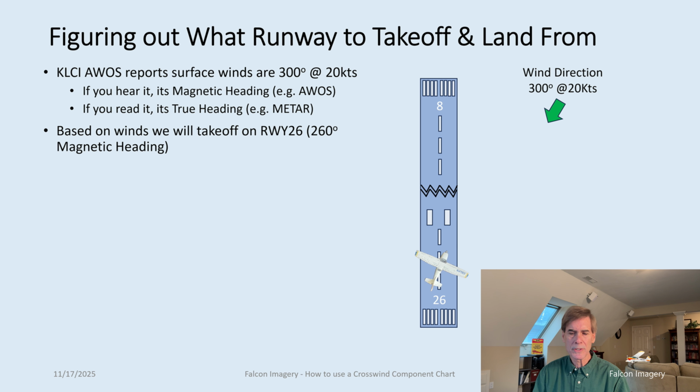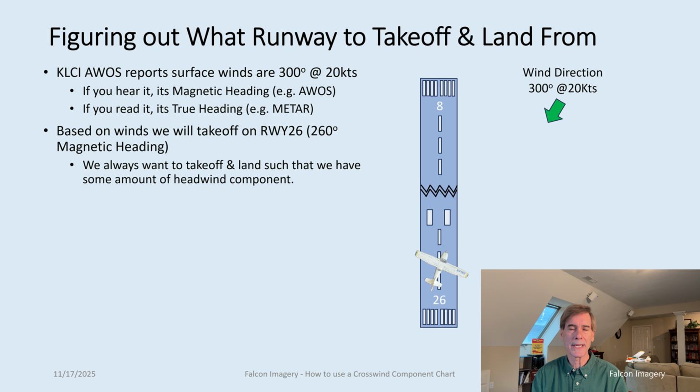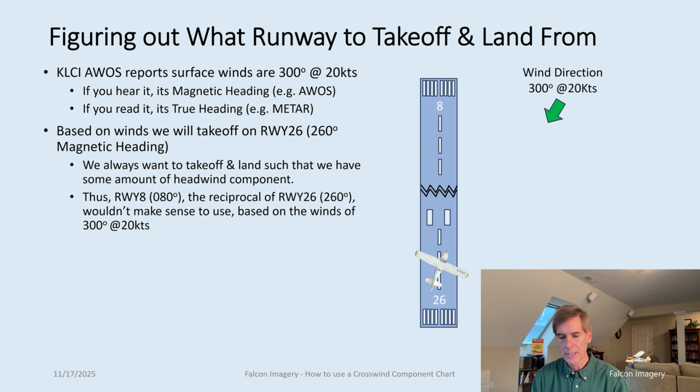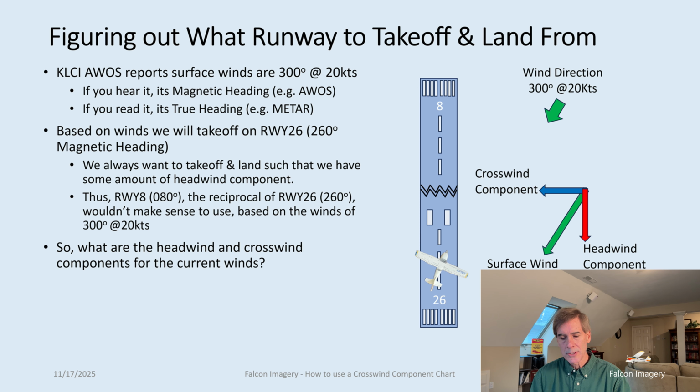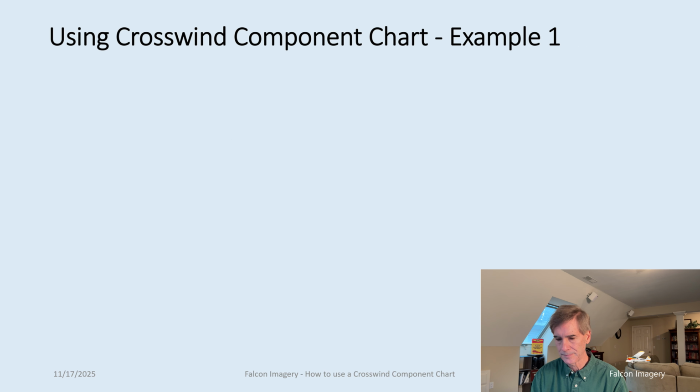So based on the winds, we will take off runway 26. Why? Because we always want to take off and land with at least some headwind component. Thus, runway 8 or 080, the reciprocal of runway 26, 260, wouldn't make sense to use based on the winds of 300 at 20 knots. Again, we don't want to take off with a tailwind or some tailwind component. So what are the headwind and crosswind components for the current winds? Well, we're going to have to use a crosswind component chart to find out.